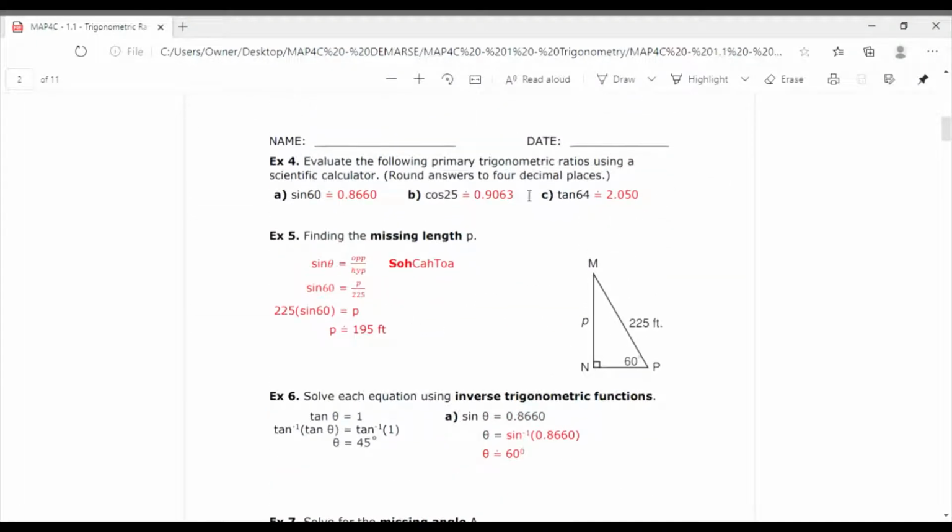Example 4. Evaluate the following primary trig ratios using a scientific calculator. Round your answers to 4 decimals. This is just to make sure we can sub in and use a calculator to find values of sine, cos, and tan. Now when you're doing this, make sure that your calculator is set to degree mode.